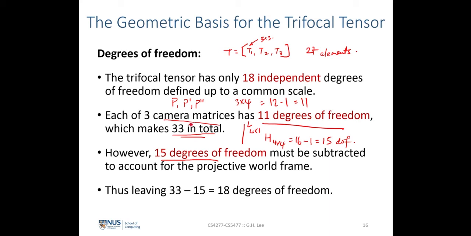although the three camera matrices give rise to 33 degrees of freedom because each has 11 degrees of freedom, we have to take away 15 degrees of freedom because these three camera projection matrices are related, glued together by that single line that defines the image correspondences in the three views. So hence altogether we have 18 degrees of freedom, 33 minus 15 for the projective world frame.